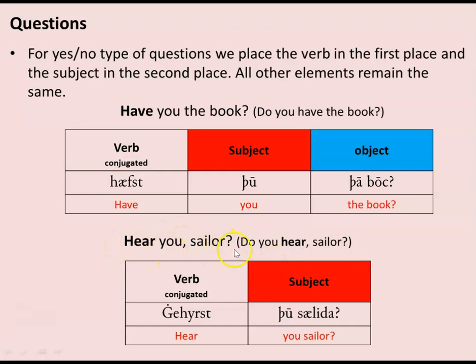Hear you, sailor. Do you hear, sailor? So, you hurst thu salada. This is from the poem about the Battle of Maldon. A little section there. You hurst thu salada. Hear you, sailor. All right. So, okay, hear as in second person, sorry, present tense singular. Second person present tense singular. You hurst thu salada.